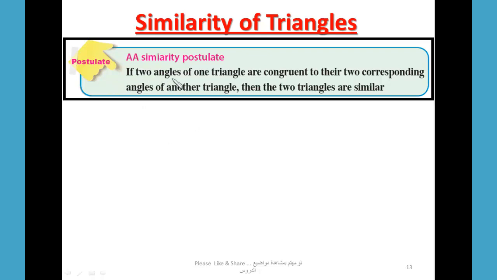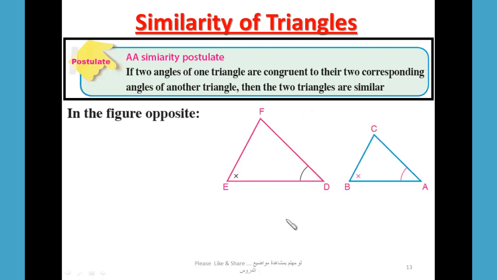If two angles of one triangle are congruent to their two corresponding angles of another triangle, then the two triangles are similar. What does that mean? In the opposite figure we have two triangles ABC and DEF. If the measure of angle A equals the measure of angle D and the measure of angle B equals the measure of angle E, then the two triangles are similar.